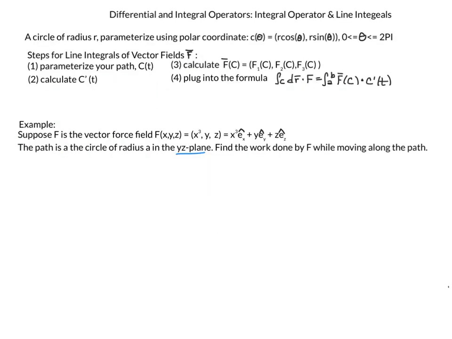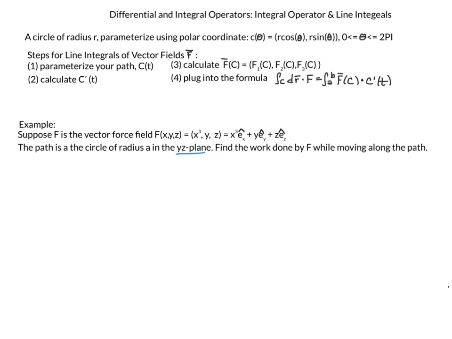My next example: suppose f is the vector force field f of x, y, z equals x cubed, y, z, also written in this form, x cubed e_x hat, y e_y hat, plus z e_z hat. I don't actually like this notation so much because I can't easily type in a hat using the software I'm using to make videos. So anyway, I like this notation more, but you should be used to this as well. So the path is a circle of radius a in the yz plane. Let's be careful with this. We want to find the work done by f while moving along the path.